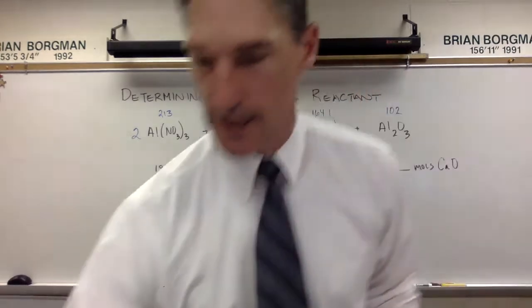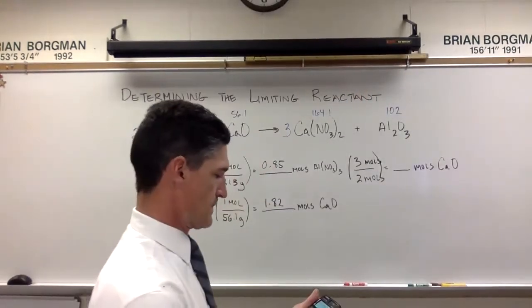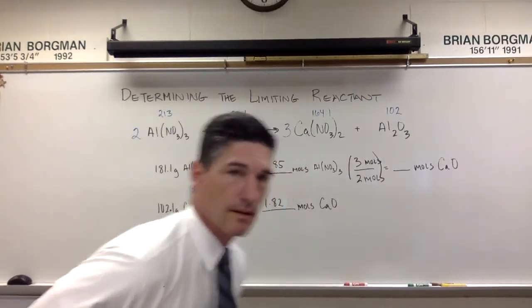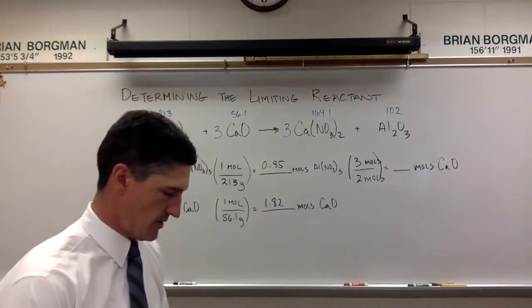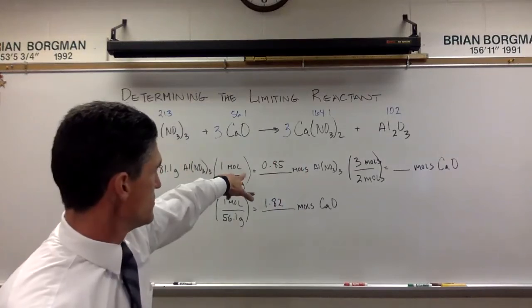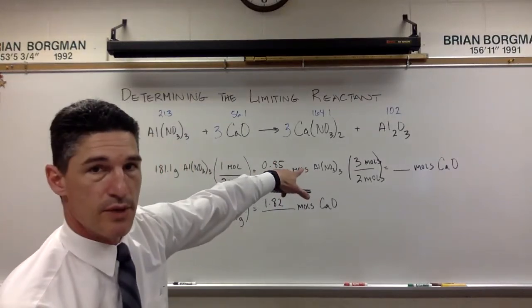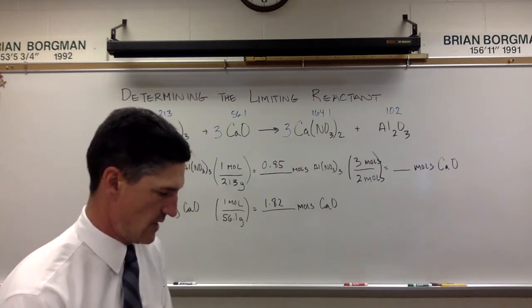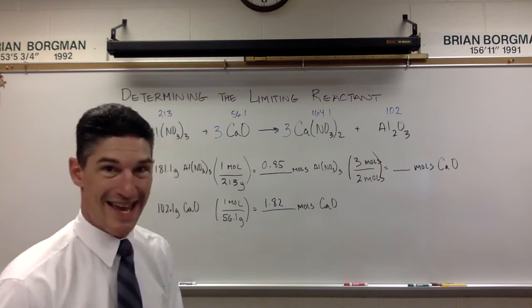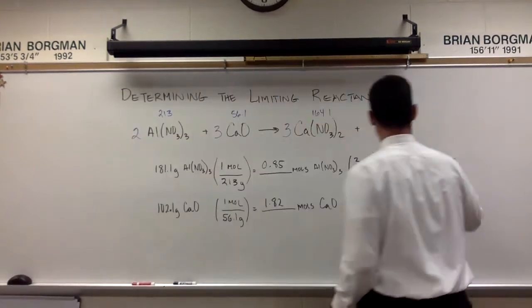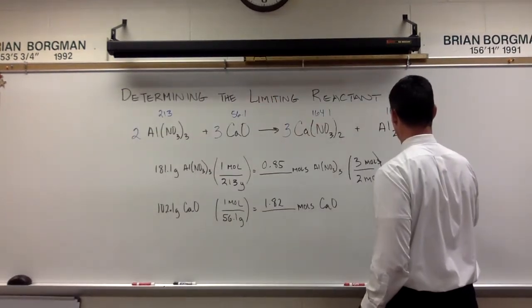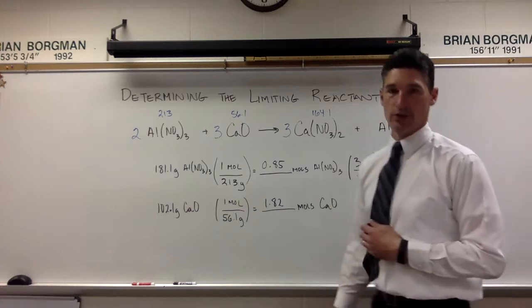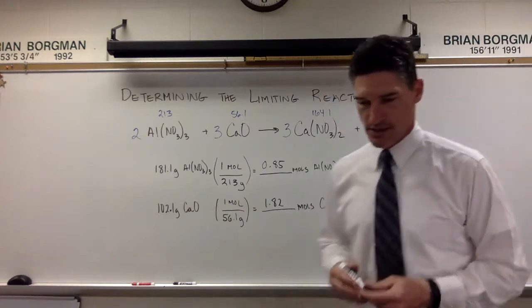So now I grab my calculator. It's back up here. There we go. So I'm going to take my answer, which was 0.85. I'm going to multiply it by 3 and then divide it by 2. So 0.85 times 3, enter, divided by 2, enter, is 1.28. 1.28 moles.